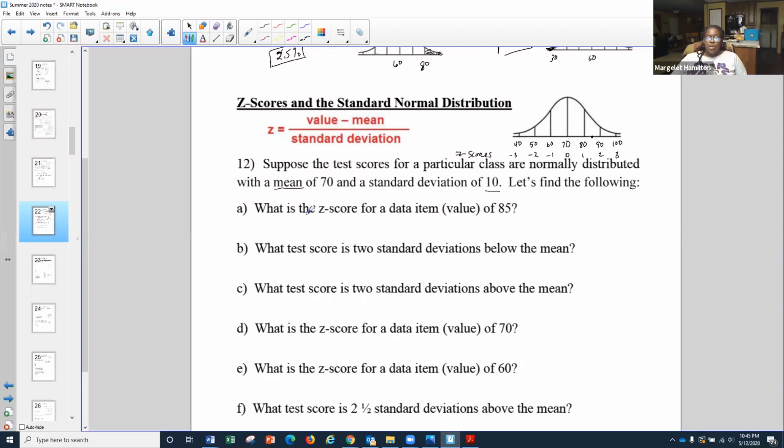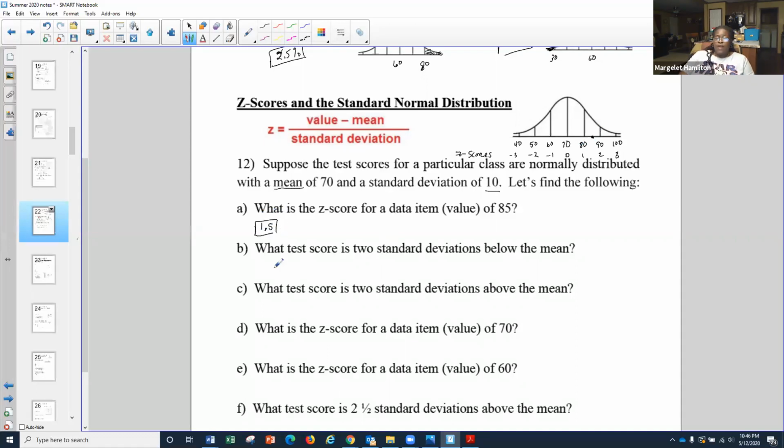So they're asking us, what is the z-score for the datum item or value of 85? If 80 is the z-score of 1, then 85 must be 1.5. Do we agree with that? Because it's halfway in between. So we say 1.5. We also know it's going to be positive because it is above the mean, and above the mean is positive.